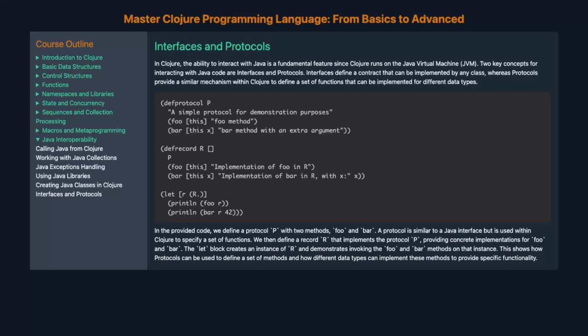In the provided code, we define a protocol P with two methods, foo and bar. A protocol is similar to a Java interface, but is used within Clojure to specify a set of functions. We then define a record R that implements the protocol P, providing concrete implementations for foo and bar. The let block creates an instance of R and demonstrates invoking the foo and bar methods on that instance. This shows how protocols can be used to define a set of methods, and how different data types can implement these methods to provide specific functionality.